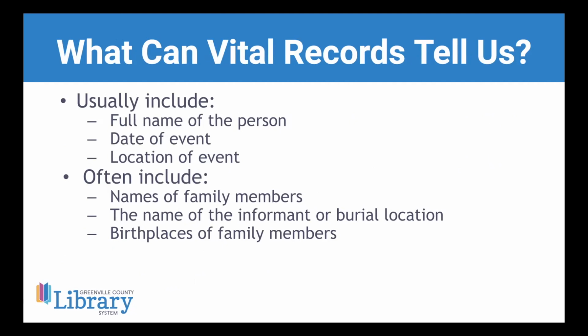It's going to have the date of the event. So the date a person was born, the date they were married, or the date they died, for example. And it's usually going to include the location of the event that took place. And it can often include other information such as names of family members. So oftentimes, of course, with birth records, we're going to have the names of the parents most of the time.